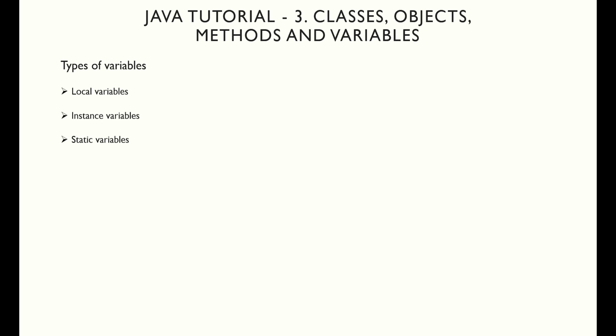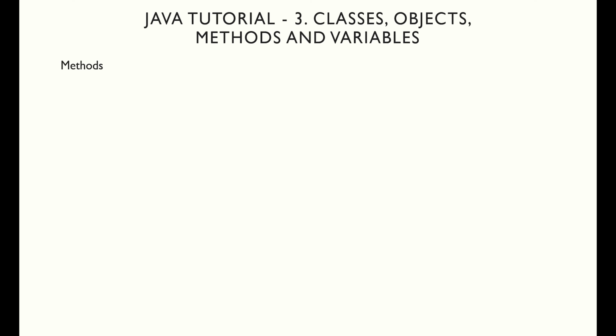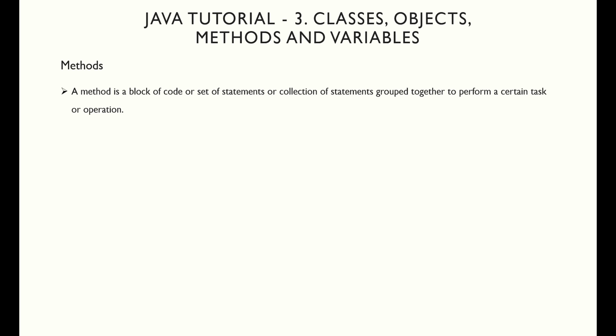Next is the behavior. Behavior of an object is defined or represented by methods. What are methods in Java? A method is a block of code or set of statements or collection of statements grouped together to perform a certain task or operation. How do we declare a method in Java?